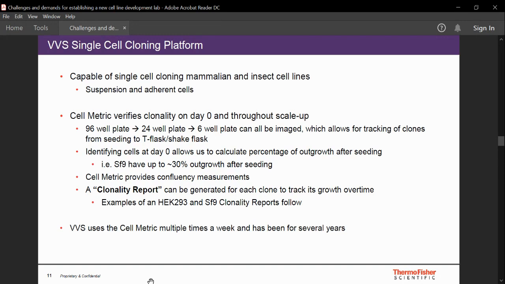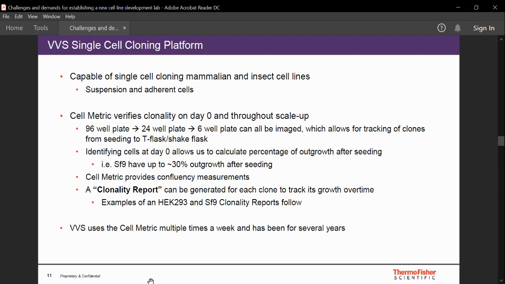The Cell Metric is invaluable to us because it verifies clonality at day 0 and throughout scale-up. So we can image clones from a 96-well plate into a 24-well plate into a 6-well plate, all on the Cell Metric. So that allows us to track clones from seeding all the way up to a T-flask or shake flask. It's very powerful.